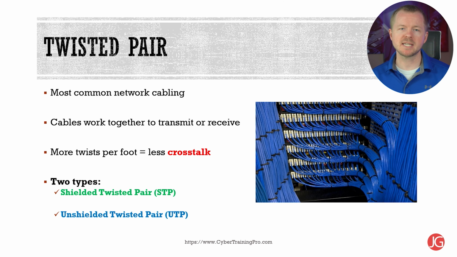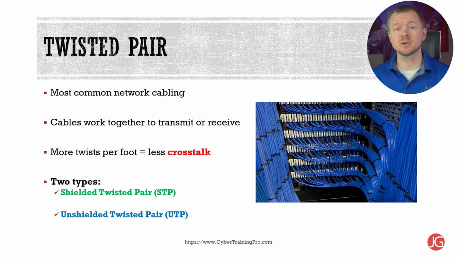By far, the most common type of cabling that you're going to see in networks is twisted pairs. Twisted pair cables are a pair of cables that work together, either transmitting or receiving data, which reduces the amount of crosstalk or interference, and they're bundled together in a common jacket. The more twists per foot, the less crosstalk.